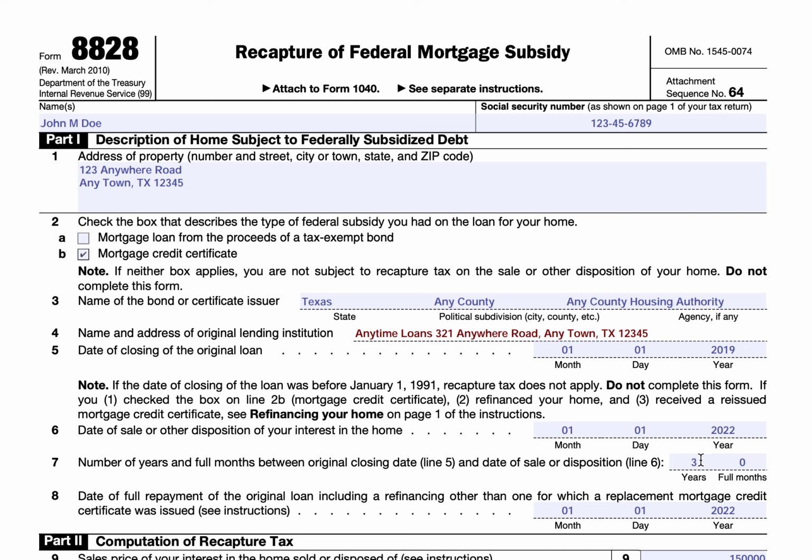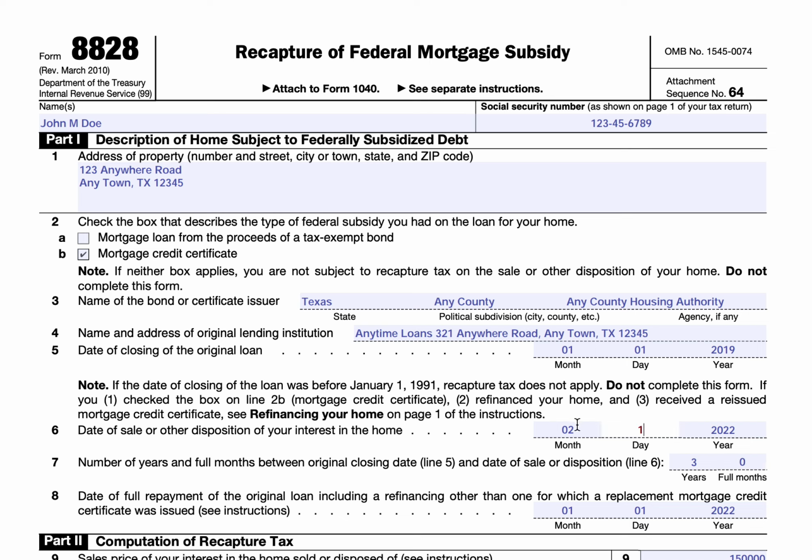So in line 7, you'll actually enter the number of years and then full months in between the closing date. So even if we had put, say, January 15th as the closing date, line 7 would still be 3 years and 0 full months. Now, if we entered February 15th, then we would be able to claim credit for 1 full month in that situation.